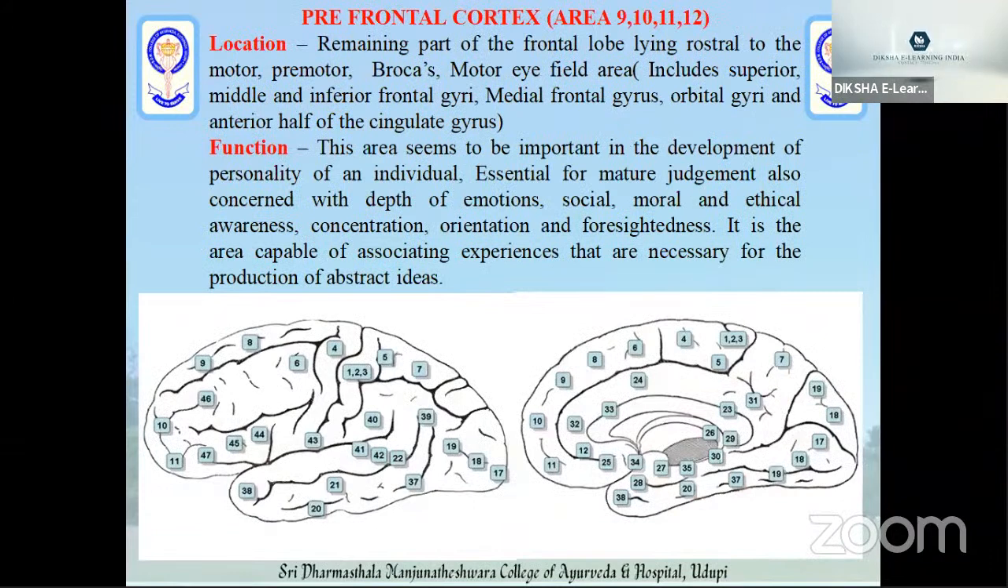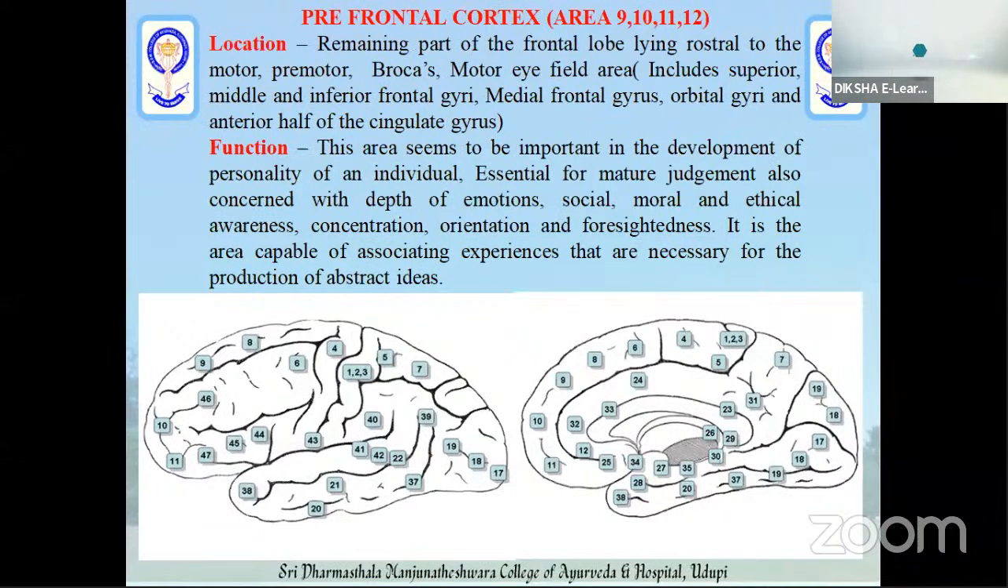Next is the prefrontal cortex, area number 9, 10, 11, 12. In the diagram you can see that area number 9, 10, 11, 12 is located in the anterior part of the frontal lobe of the cerebrum. The remaining part of the frontal lobe lying rostral to the motor, premotor, and Broca's fields includes the superior, middle, and inferior frontal gyri, the medial frontal gyrus, the orbital gyri, and the anterior half of the cingulate gyrus. There the prefrontal cortex will be there.